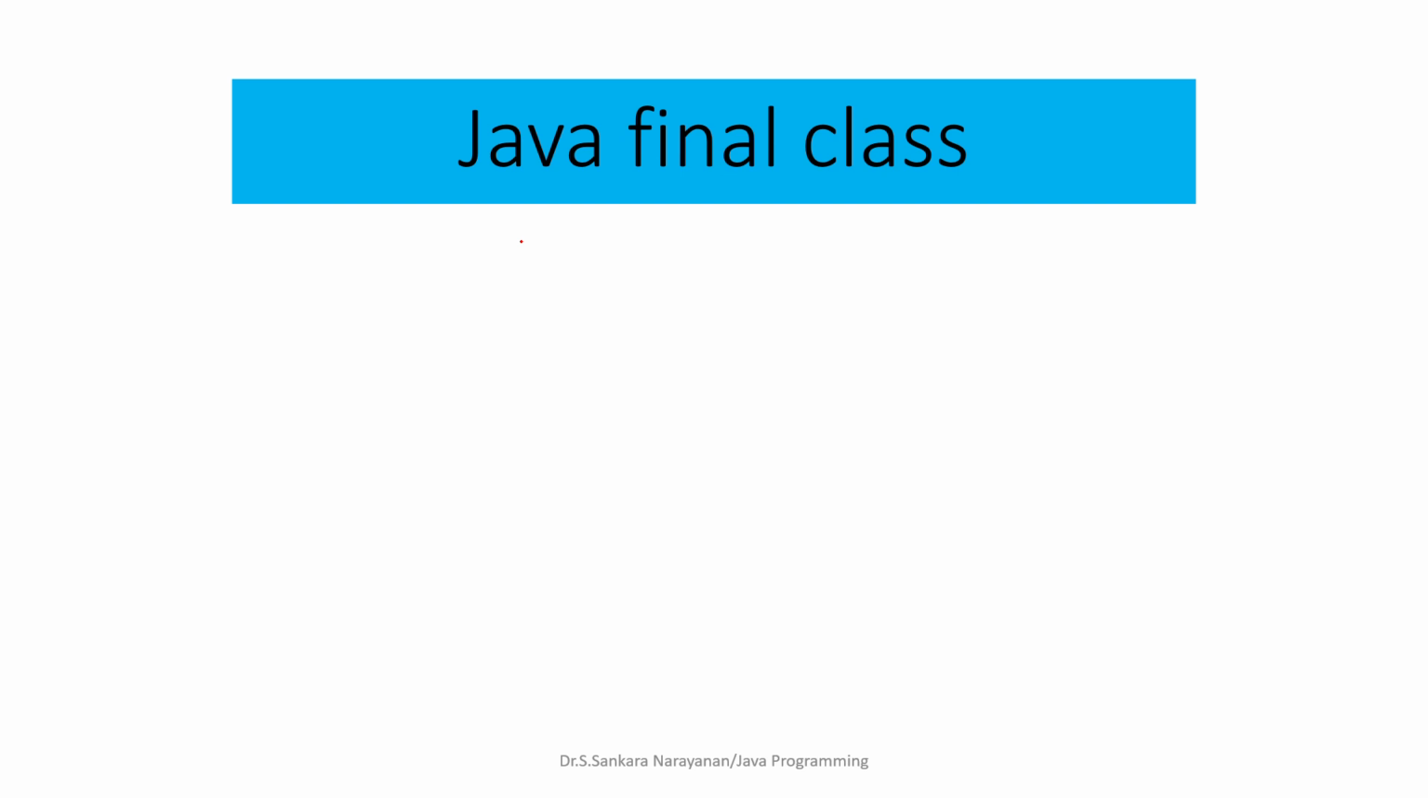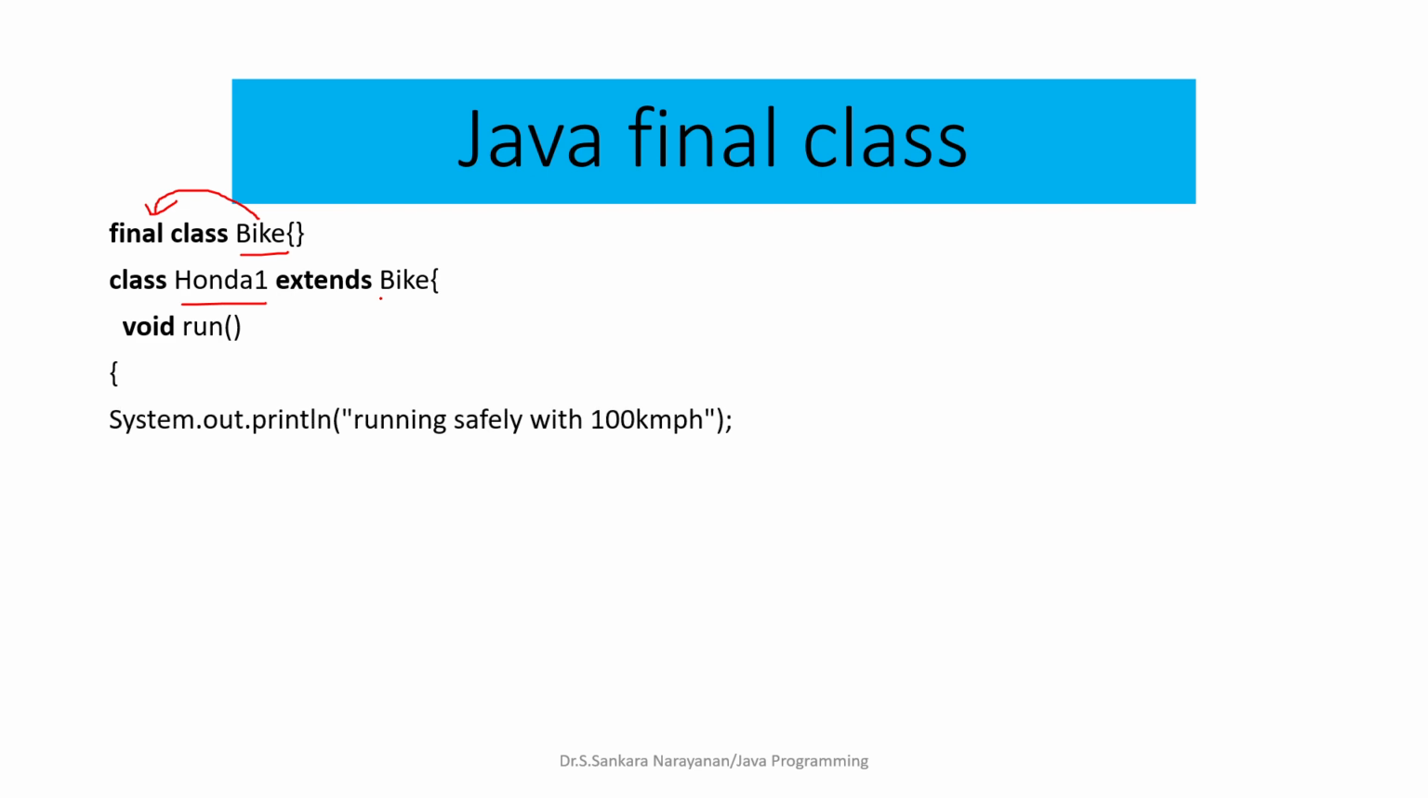Now we will see an example. Here again my class name is bike. This class is declared as a final class. As I told, if it is declared as a final class, we cannot do inheritance. Here I'm creating one subclass, Honda1 extends bike. Here I'm doing inheritance, and again the run method. Inside the method, I'm printing a message: running safely with 100 kilometers per hour.